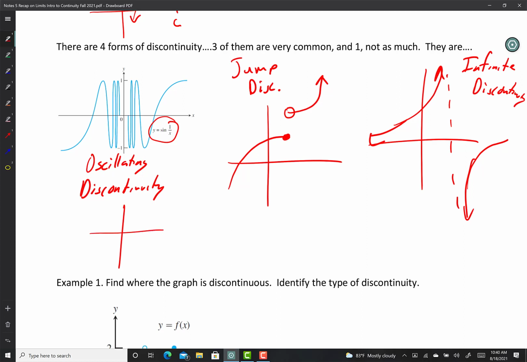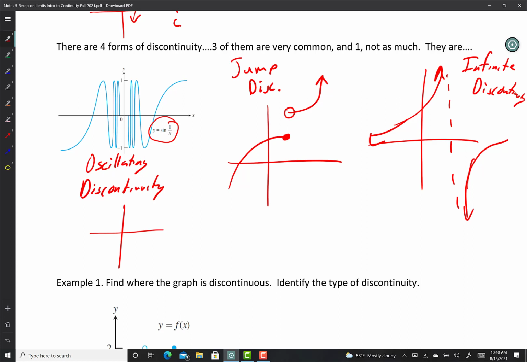I don't have to fill in. If I wanted my domain to be all real numbers, I would fill in one of them so my domain can be all real numbers. You know what I mean?